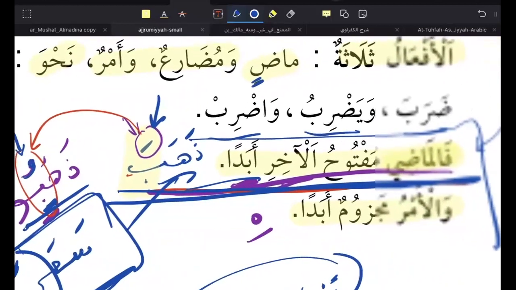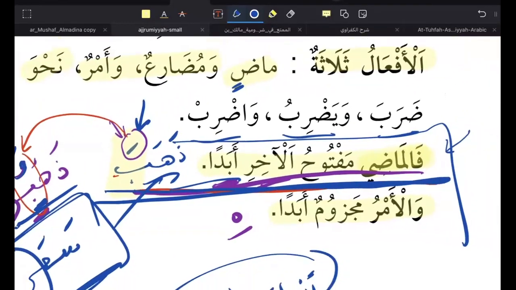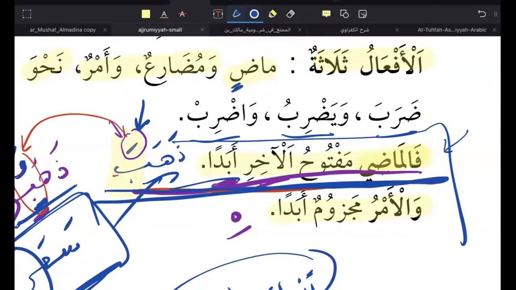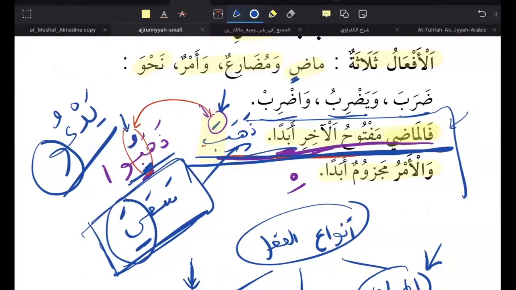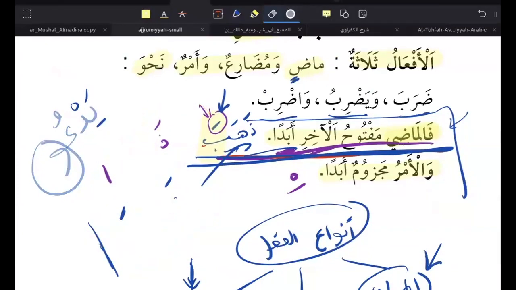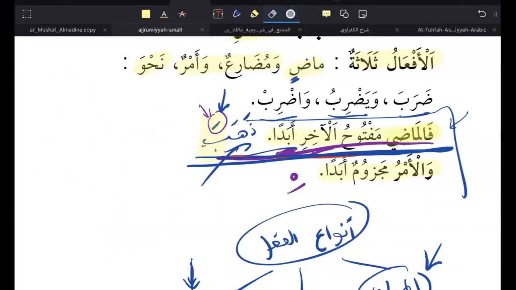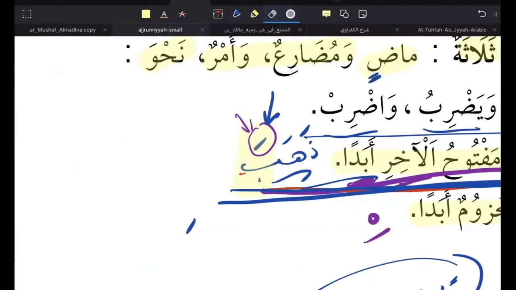But honestly, I don't like that. The only reason I'm mentioning it is because of what Ajrumiyyah says. Otherwise, the other scholars will say no, it is mabni on fatha, which is the default, like dhahaba, and it can also be mabni on dhamma. It can also be mabni on sukun. Okay, so they will make things a little bit easier.